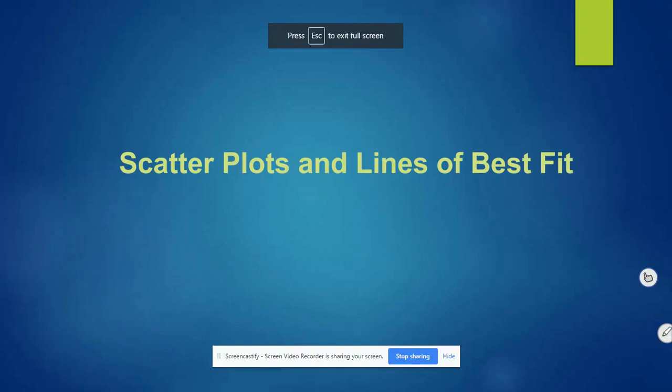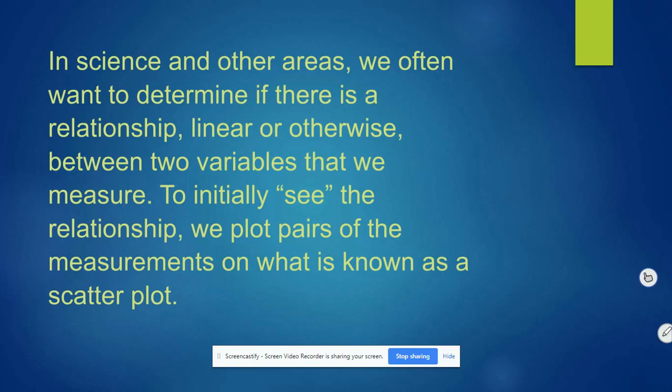Hey gang, today we're going to be looking at scatterplots and lines of best fit. In science and other areas, we often want to determine if there is a relationship, linear or otherwise, between two variables that we measure. To initially see the relationship, we plot pairs of measurements on what is known as a scatterplot. So looking to see if the relationship is linear or nonlinear is done by plotting the coordinates on a coordinate plane and seeing if there's a trend in the data that follows a linear pattern or a nonlinear pattern.